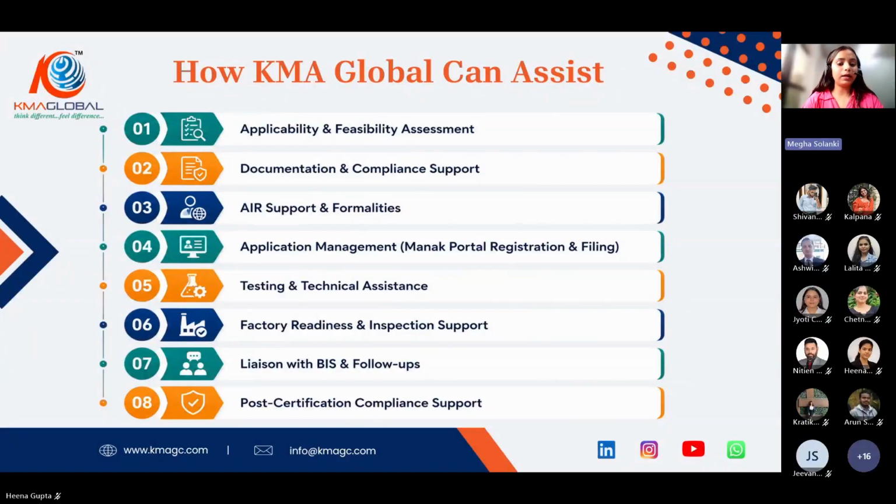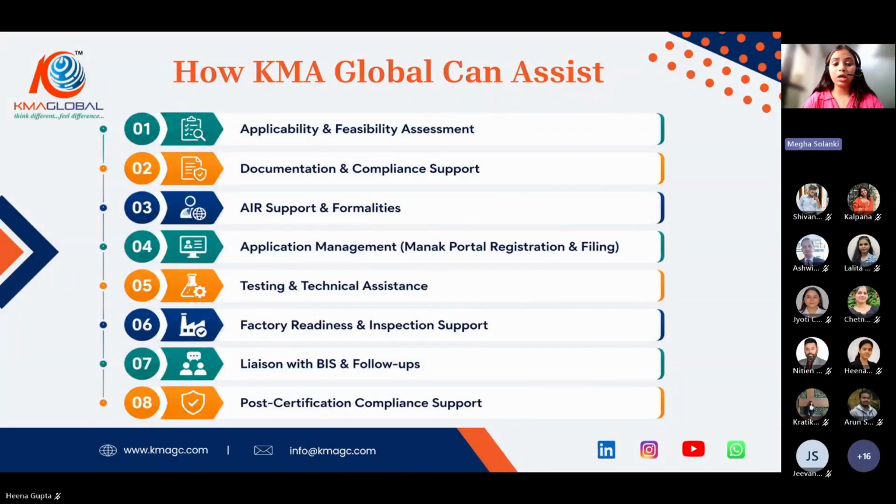Next, we assist manufacturers in getting their registration done on the Manak online portal and filing a correct and accurate application. Also, we help you to understand the requirements of the applicable Indian standard and conduct the testing as per its requirements. Next, factory readiness and inspection support.